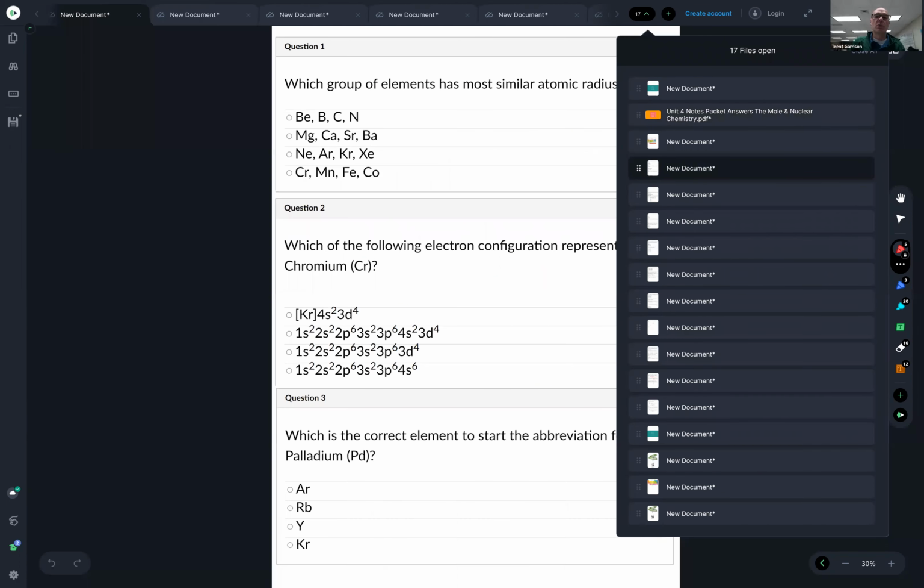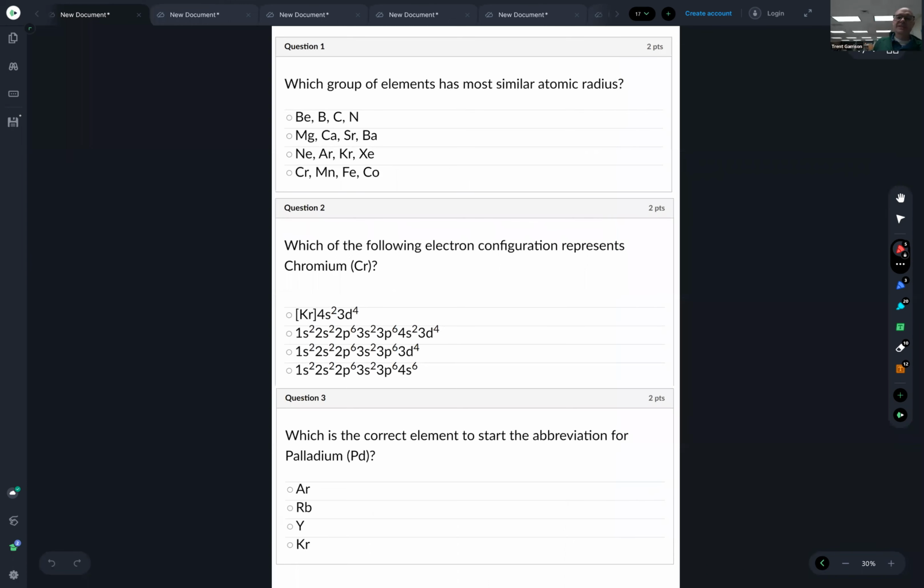So question number 1. What group of elements has the most similar atomic radius? So we're looking for elements that are on the same row. Magnesium, calcium, strontium, barium, they are on different rows. Neon, argon, krypton, they are on different rows. Now, these in the middle, those are also in the same place in the middle with the D subsection. So let's see on a periodic table where these elements are.